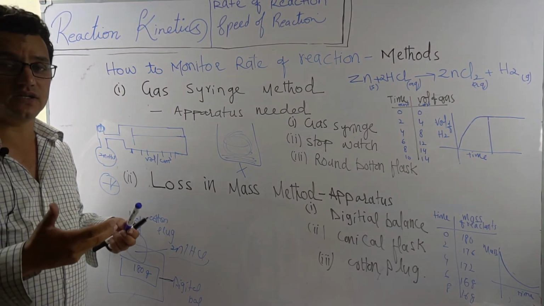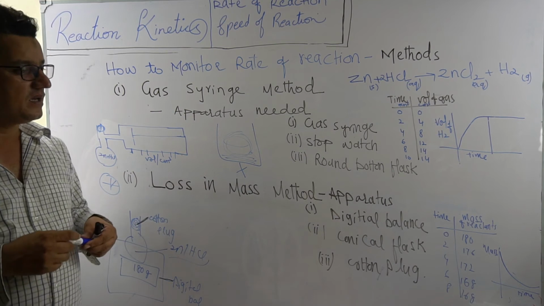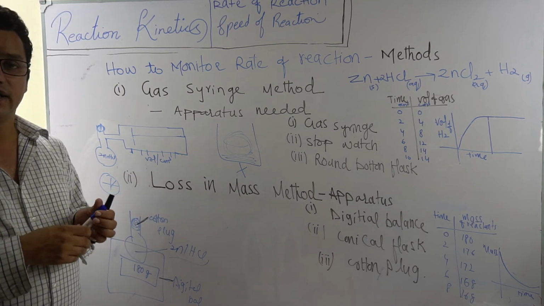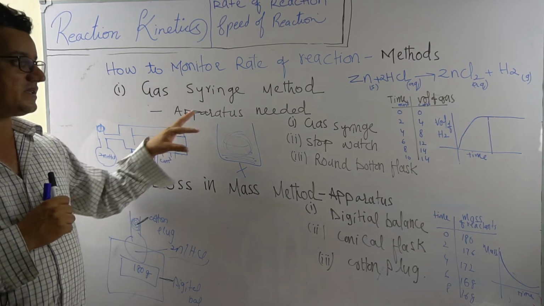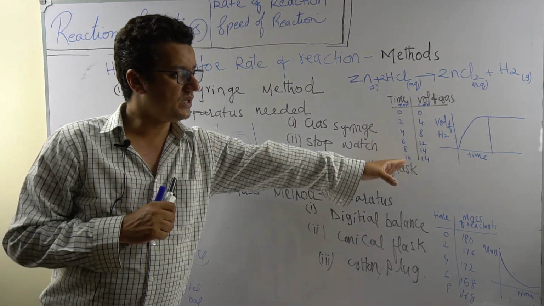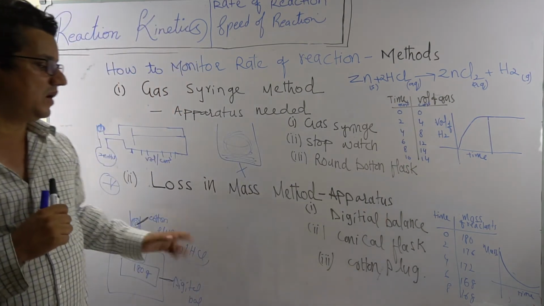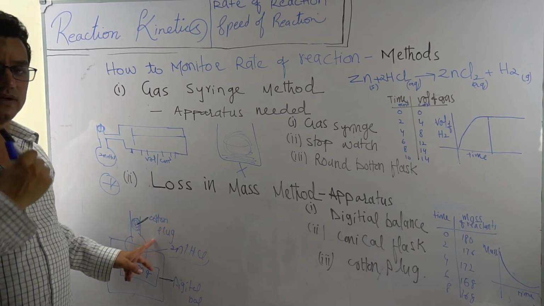Sometimes the color changes, sometimes the pH changes, or the pressure changes if pressure gauges are there. So we can basically find the rate of the reaction. But basically they may ask you to draw the gas syringe method, the apparatus simply, with a little calculation and a graph, or the loss in mass method. You can be asked to draw a digital balance and conical flask and others.